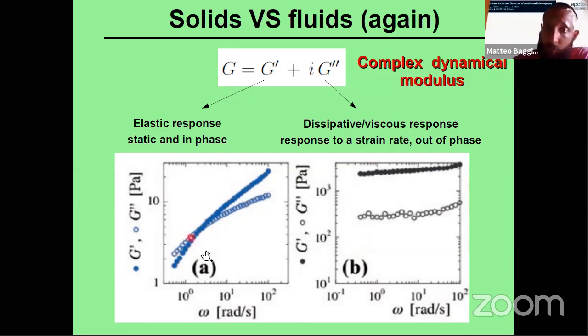So this is a system which is a fluid, and you can see what happens as a function of the frequency. G prime, which is the real part, is basically 0 at 0 frequency, and then it grows. And G second, which is the imaginary part, grows linearly with the frequency. And this slope here is basically the viscosity of the system. Differently, in systems which are mostly solid, the real part is more or less constant, and it's much, much larger than the imaginary part. So dissipation is very small and can basically be neglected. So this is the typical kind of response.